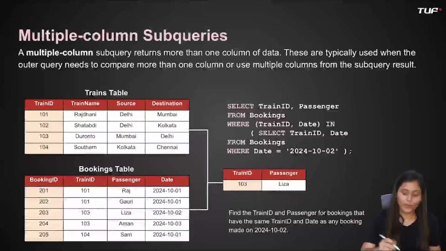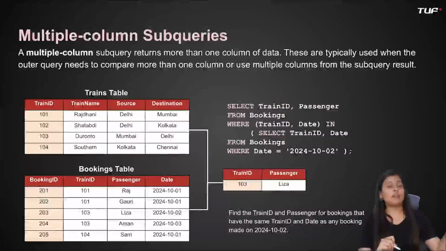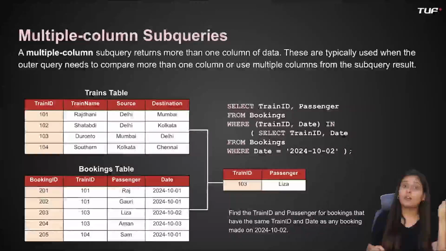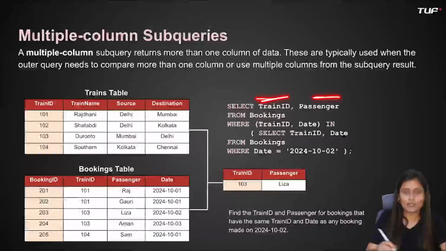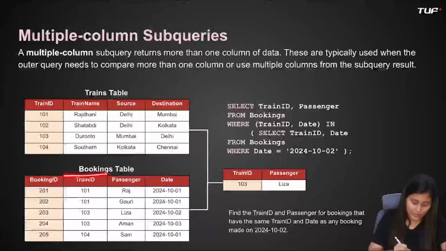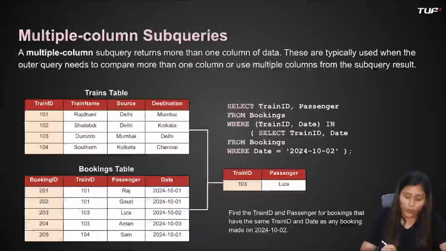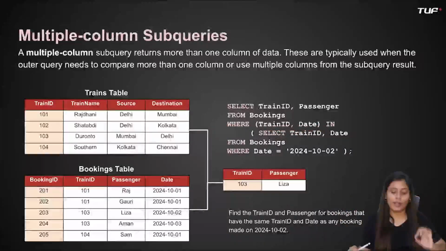Let's see how. We are selecting train ID and passenger. So in the previous ones, like one row and multiple rows, we were only selecting one column, which is train name, right? Here we will be selecting train ID and passenger. Okay, so two columns. So hence it is multiple columns. From the bookings table, we are selecting the train ID column and passenger column. Okay, done. Now, what is the condition here? So where we are selecting train ID and date should exist.